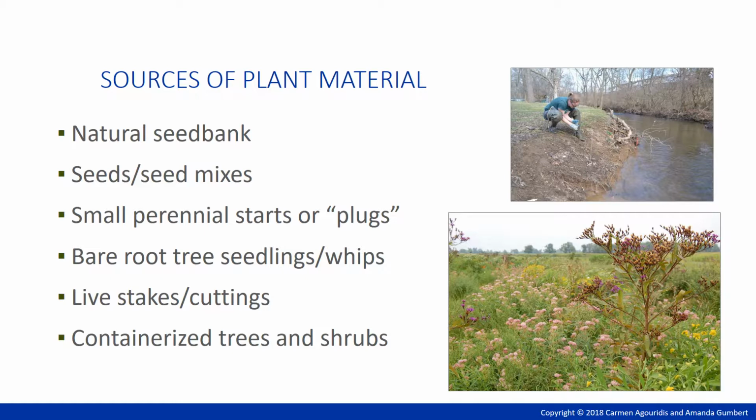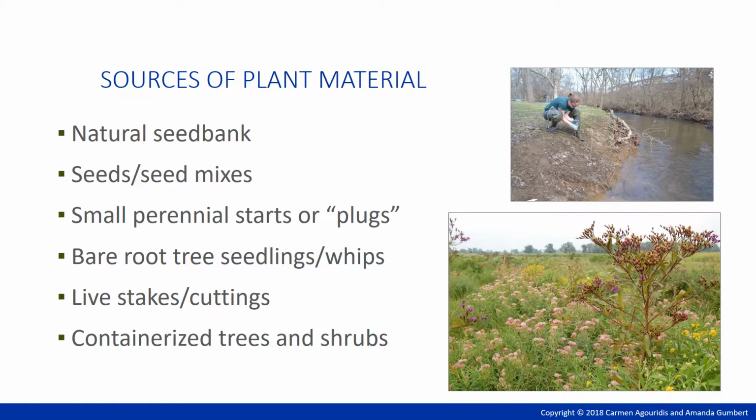One source of plant materials are seeds. Single species or seed mixes are sold by the pound. Online calculators can help you determine what seeding rate you need based on the type of seed and seeding method. Small perennial starts, commonly called plugs in the horticulture industry, are sold individually and range in price based on species and source.